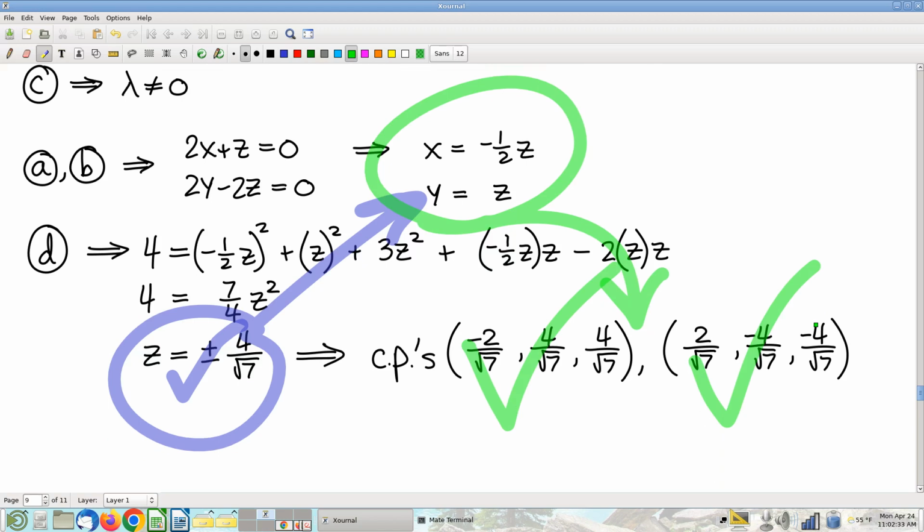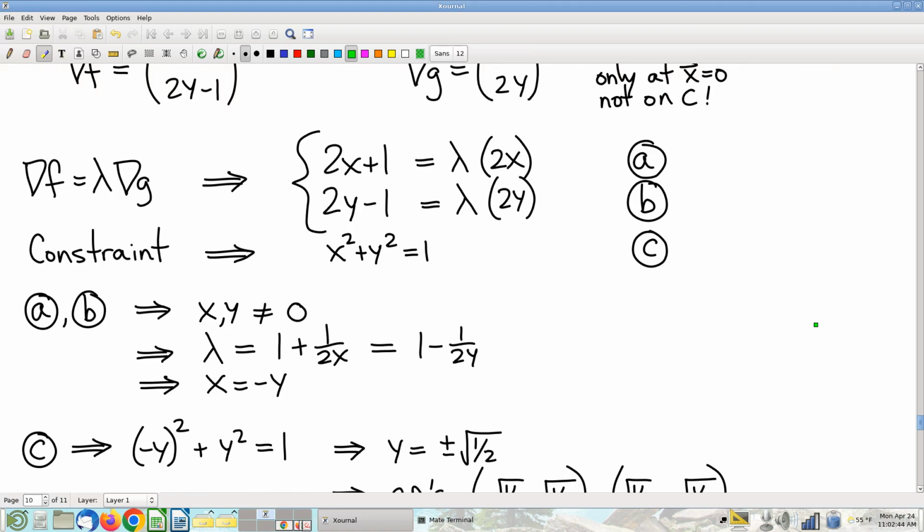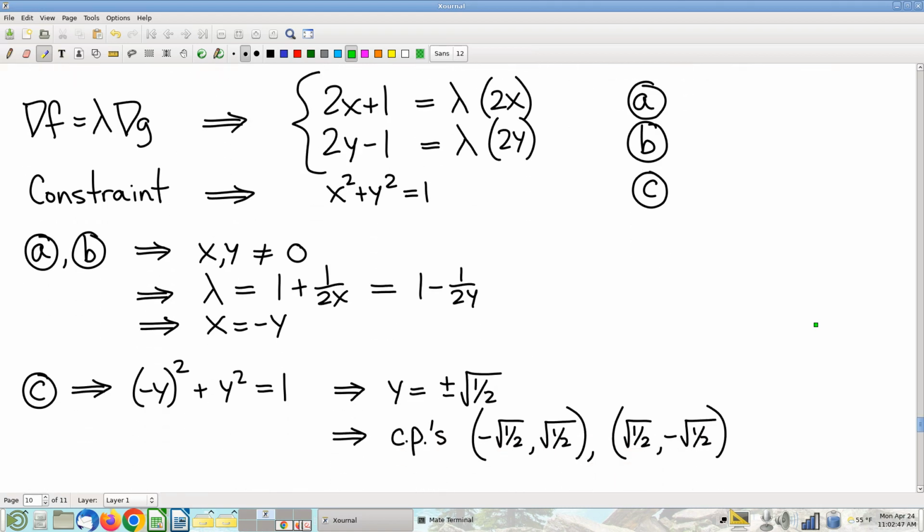Okay, so the algebra can get a little weird. Let's look at the next one. Optimization problem, objective function, constraint function, blah, blah. A bunch of that's repetition. Let me just show you how the algebra on this one works out. It's a little bit different.